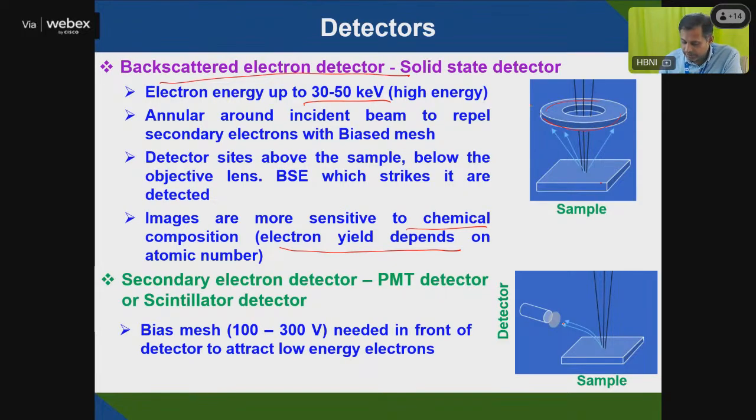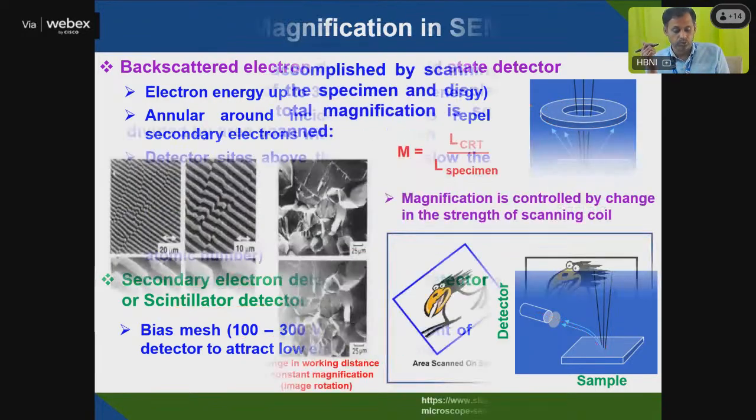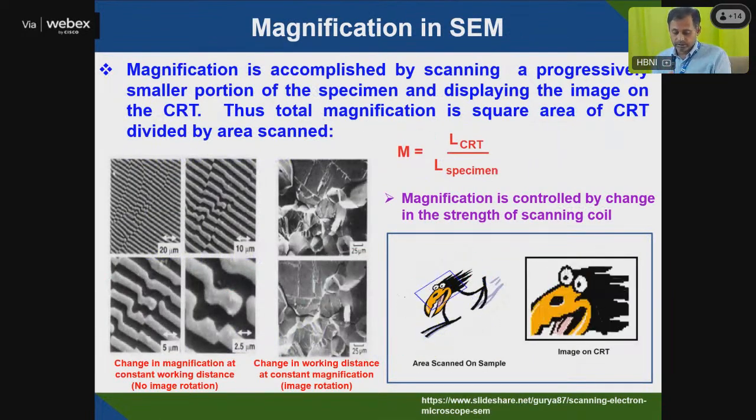The secondary electron detector is in line of sight to the sample surface. You have a bias mesh in front, generally 100 to 300 volts applied. Once the electron is produced here, it has to come here, so you have to apply a certain voltage. Mostly it has a photomultiplier detector or a silicon scintillator detector, a semiconductor detector used in secondary electron microscopes. So that is the detector part.